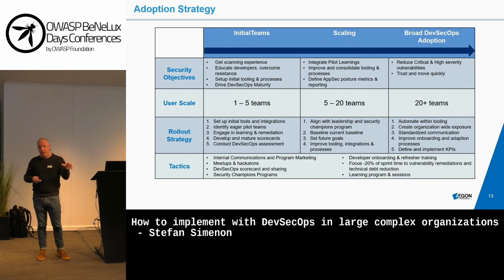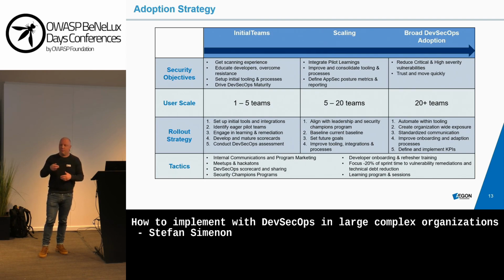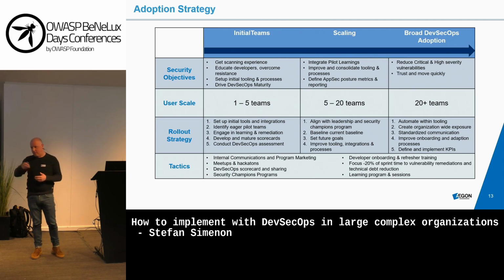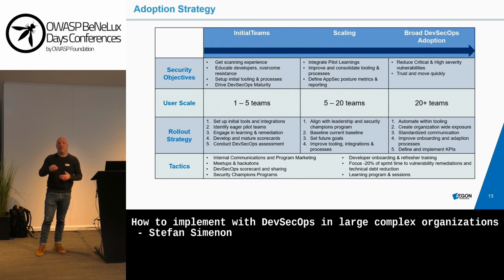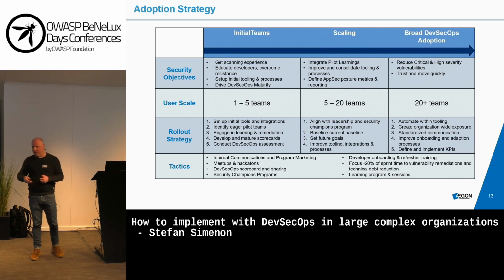So typically you start small with 1 to 5 teams, and then once you get more experience, once you have a mature pipeline in place, once you have a learning program in place, then you can scale up to 5 or 20 programs. And in the meantime, you should make your setup and your technology and your way of working scalable. And once you are scalable, then you can onboard more and more teams.